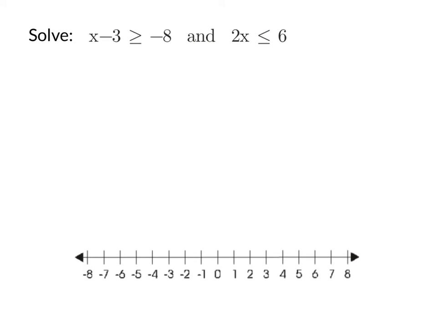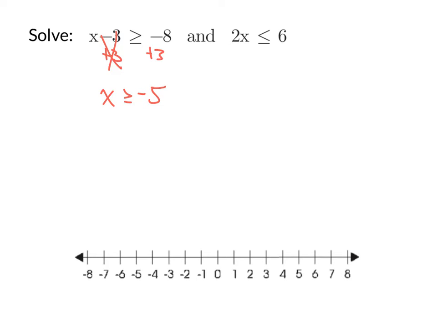Let's try another one. x - 3 ≥ -8, and 2x < 6. And what we should do is, just like before, solve each of these individually. So for x - 3 ≥ -8, get rid of the minus 3 by adding 3 to both sides. On the left-hand side, we're left with x. On the right-hand side, -8 + 3 is -5.